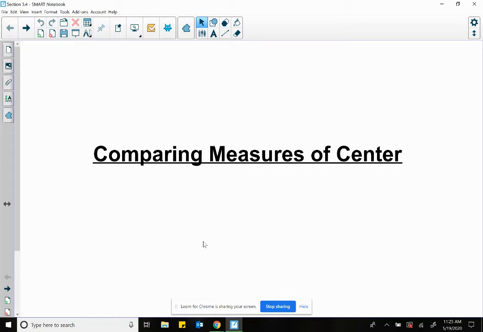Remember in the previous lesson, section 3.3, we talked about how when data is skewed, it's better to use the median and interquartile range. And when data is symmetric, it's a lot better to use the mean and the standard deviation. We're just going to highlight that and talk a little bit more about what's going on.